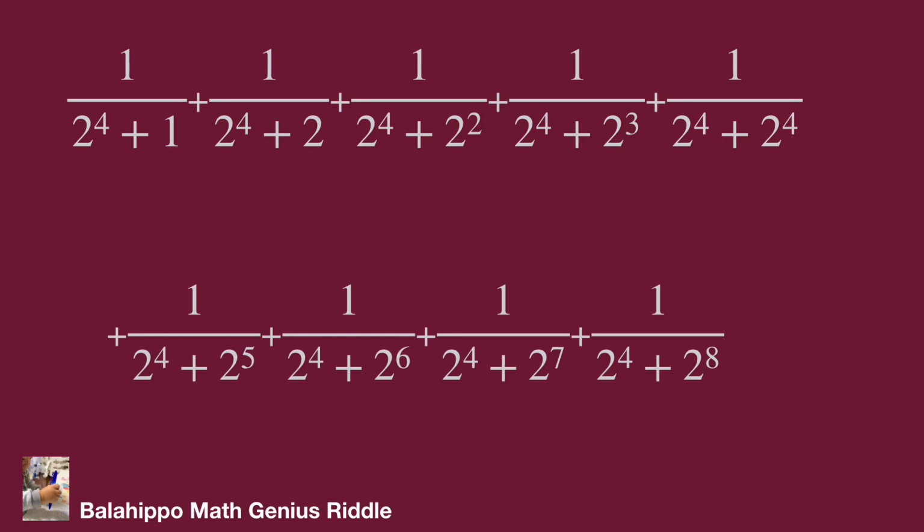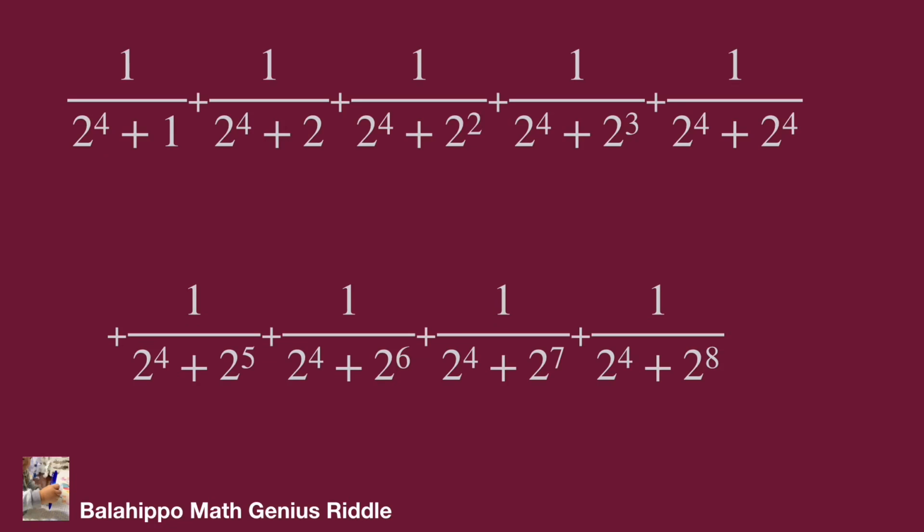Let's take a look at these fractions in the given information. The question is to find the sum of them. I don't intend to calculate them one by one. Instead, I find the denominator of each fraction starts with 2 power 4, and the 2 power 4 will add another value with base 2.